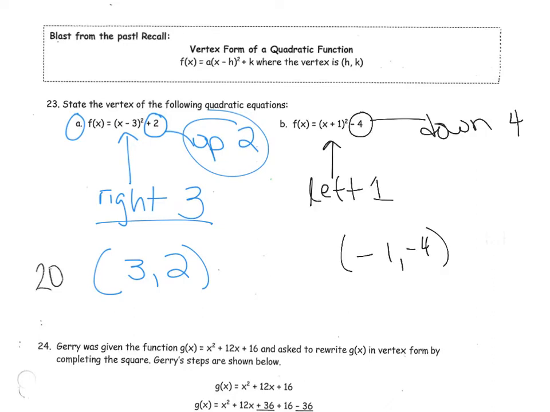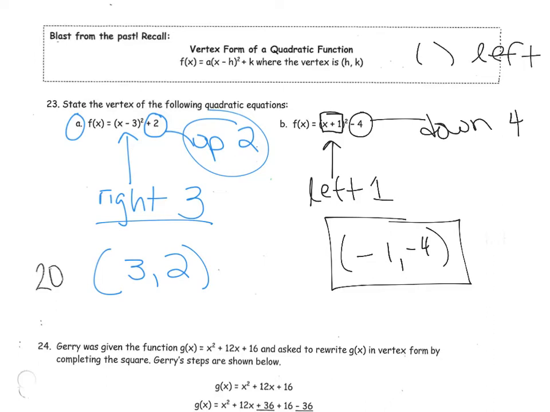All right, hopefully this is what you got for your vertex. This is going to the left by 1. We're doing the opposite of what you would think for inside parentheses. Parentheses move left and right. Okay, parentheses move left and right. And outside the parentheses, you follow the sign. So this is going down by 4.